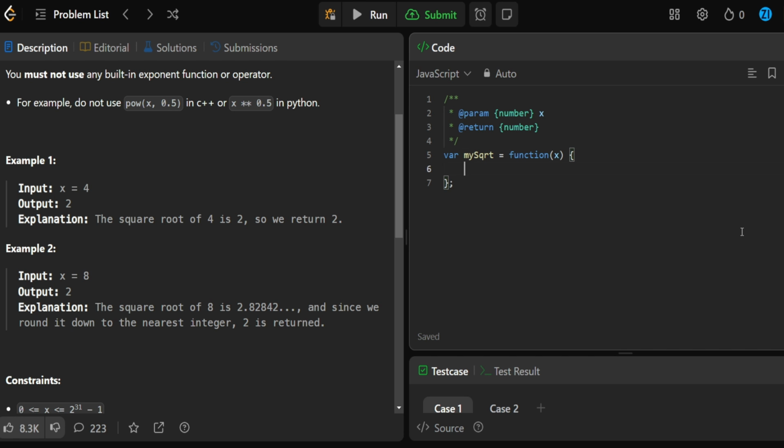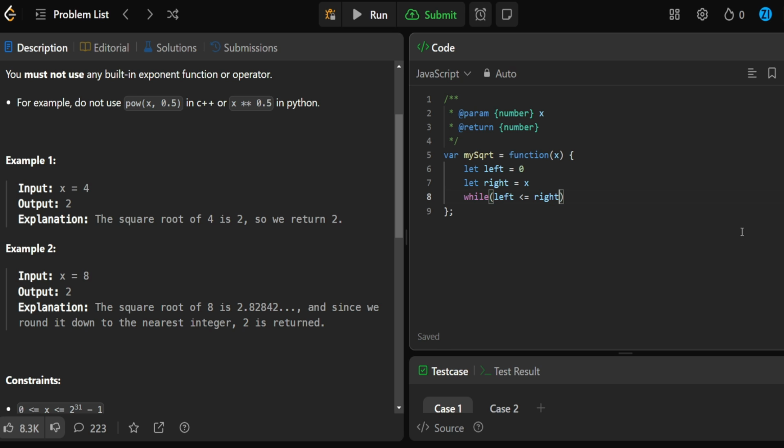Alrighty, let's code this together. So as we saw, we're going to define a variable called left, and this is going to be equal to 0. And then we're going to have a variable called right, and this is going to be equal to x. So for example, if our x is 4, this is going to be equal to 4. And then we're going to say while left is smaller or equal to right.